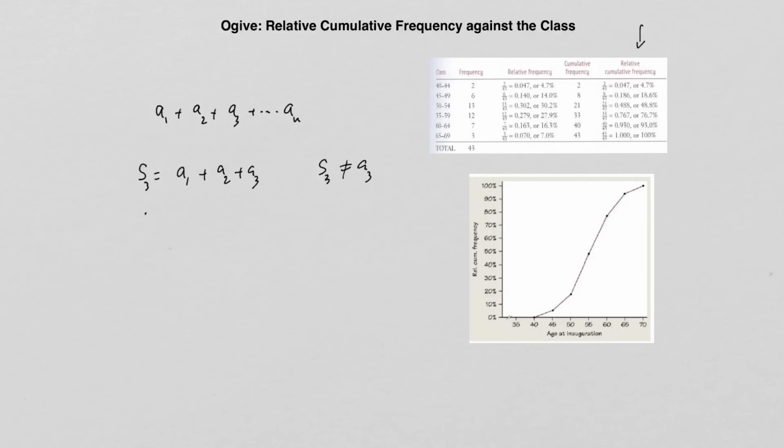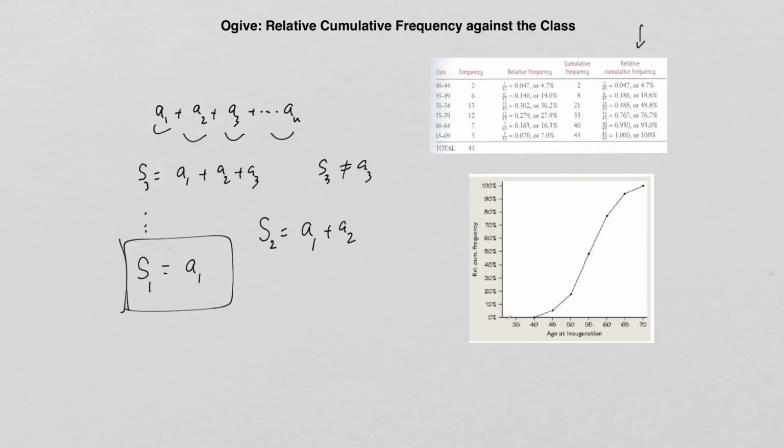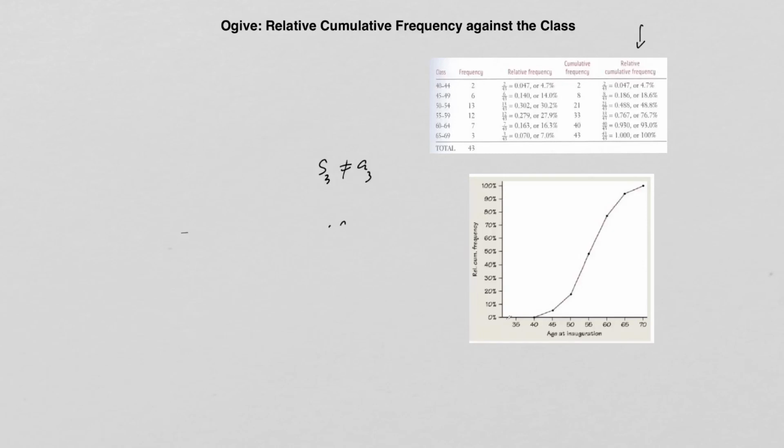But if I say to you, what is S1? That means you add the terms until the first term and you stop. So the first term is the sum. But that is not true for any other sum. S2 is not A2, it's A1 plus A2. But for the first term, it is the same. The same thing is happening here. The accumulation up to the first term is just the first term.